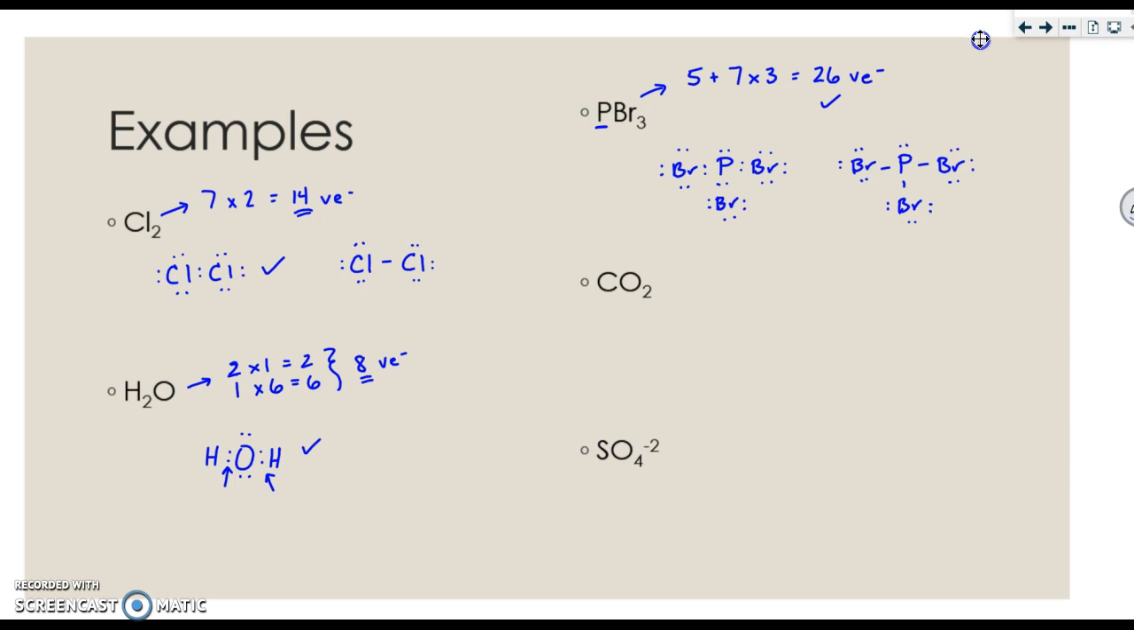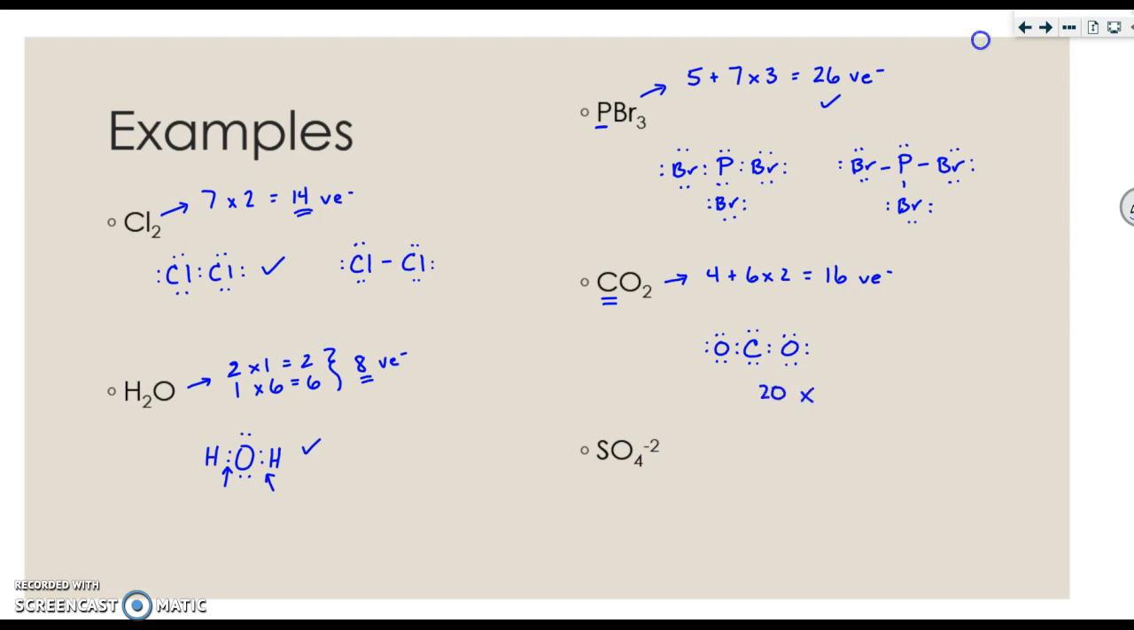Next example is CO2. Carbon has 4 valence electrons. Each oxygen has 6, times 2 because there are 2 of them, for a total of 16. Carbon's going to go into the middle. Again, we're going to fill in our octets. And we're going to count up our dots. 2, 4, 6, 8, 10, 12, 14, 16, 18, 20. We have a problem. At this time, I have 20.